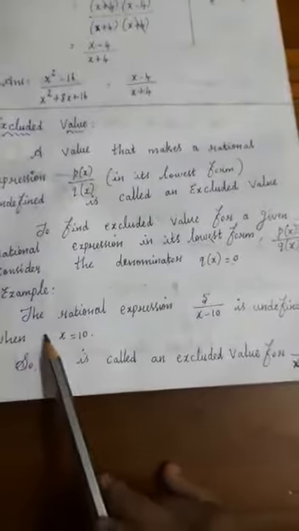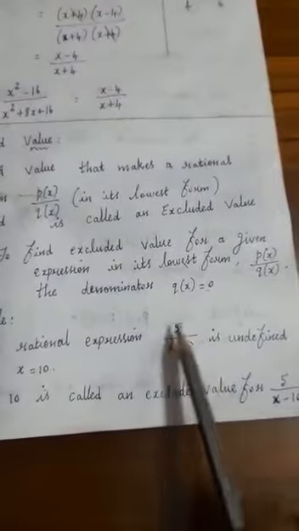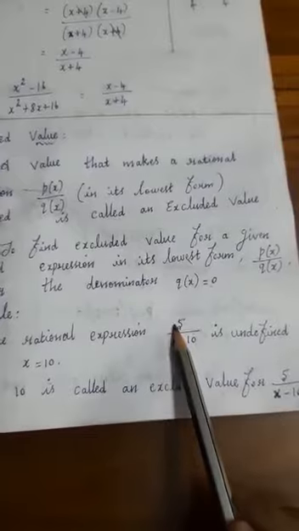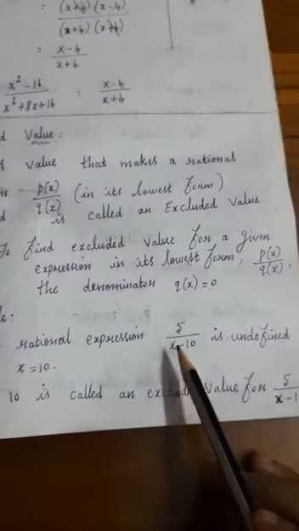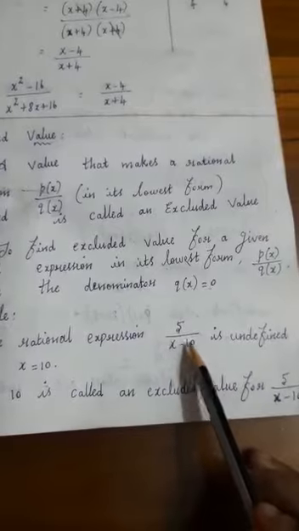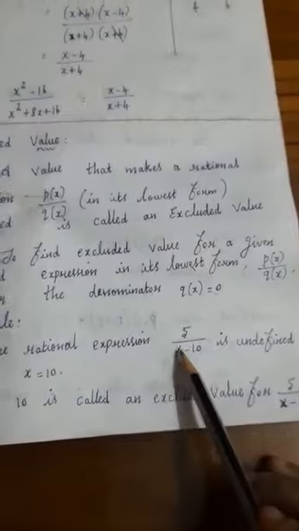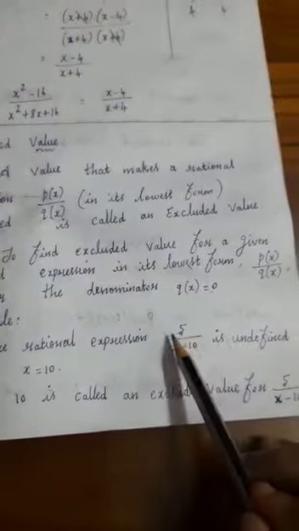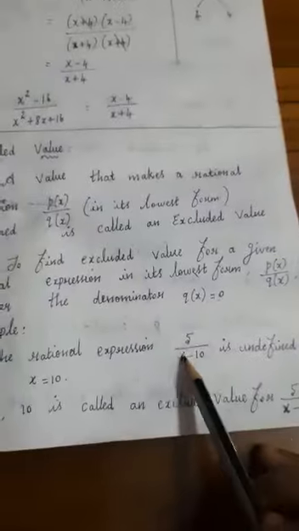See this example, the rational expression 5 divided by x minus 10. This expression is undefined only when the denominator becomes 0. The denominator is x minus 10, where x is the variable. For which value of x does the denominator become 0? If x is 10, then 10 minus 10 is 0. So if you substitute x as 10, the denominator becomes 0 and the expression is undefined. That value, 10, is called an excluded value.